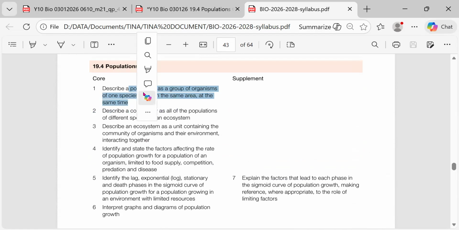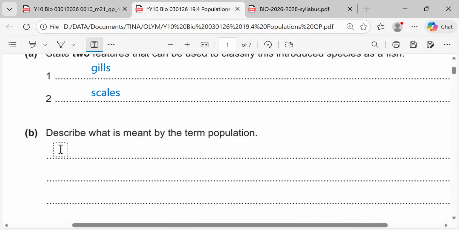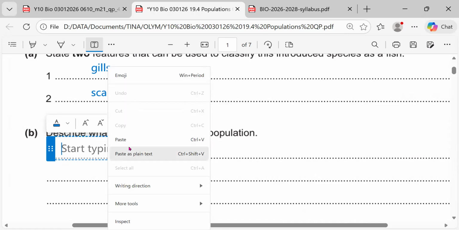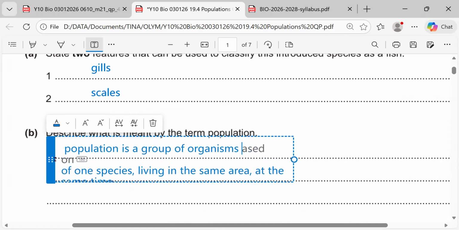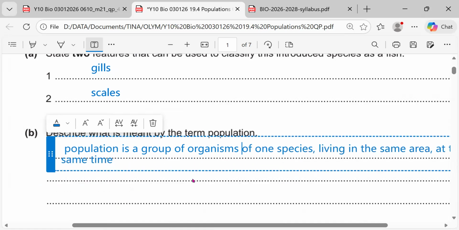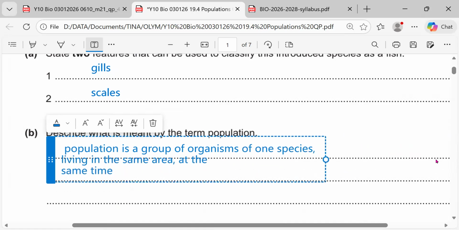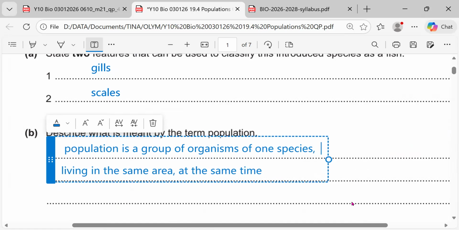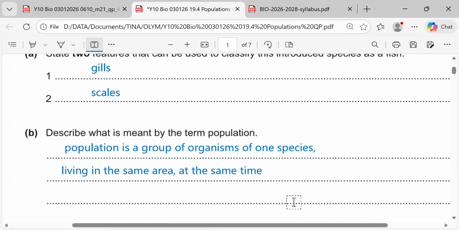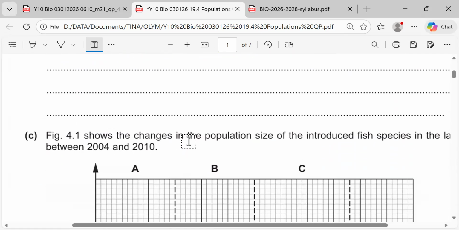Do I have to write exactly word by word, or else I can get marked down? Depends. If I say timeline instead of time, that's fine. If I say region instead of area, okay, as long as the meaning is correct. Population is a group of organisms of one species living in the same area at the same time. So this is the population.